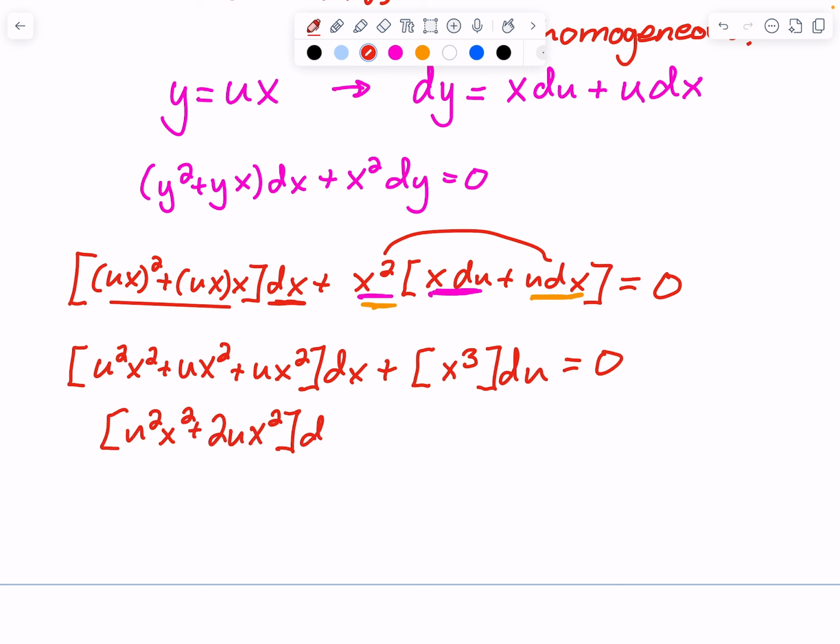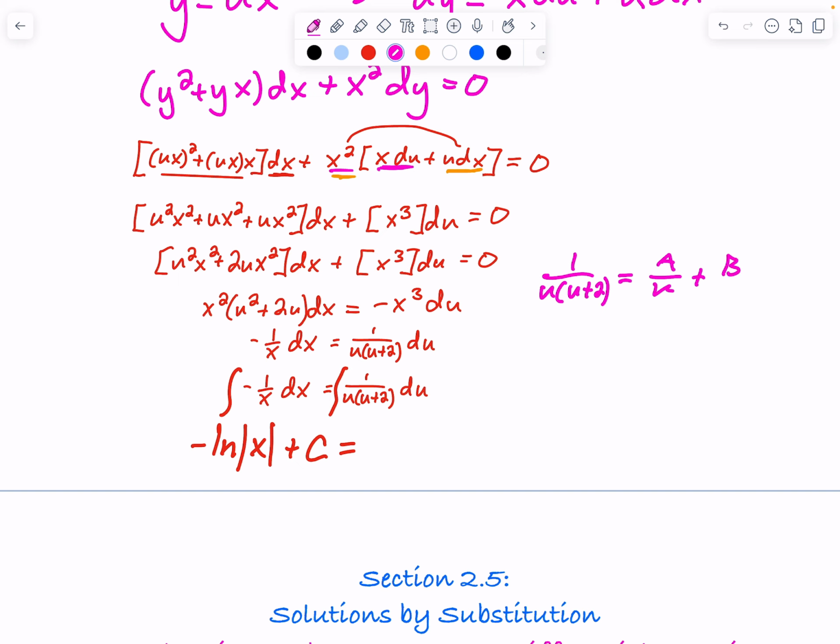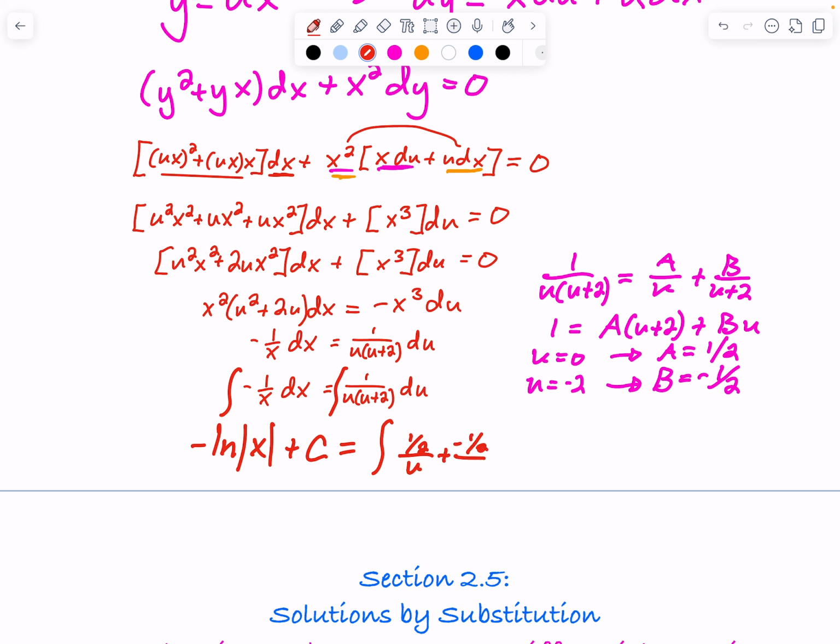So we're going to get 1 over u times u plus 2 equals a over u plus b over u plus 2. That's 1 equals a times u plus 2 plus b times u. Setting u equals 0 would result in a equaling 1/2. Setting u equal to negative 2 is going to result in b being negative 1/2. So that is now the integral of 1/2 over u plus negative 1/2 over u plus 2 du.